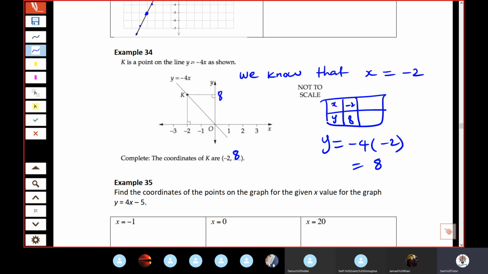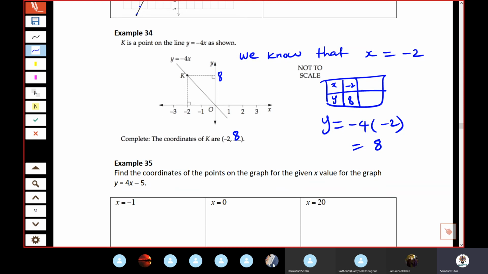X is negative 2. To find your y, you're just going to sub it in as x being negative 2. And then there it is. Y equals positive 8. So the coordinates of K are negative 2 and positive 8. All right. Anyone not get that one?